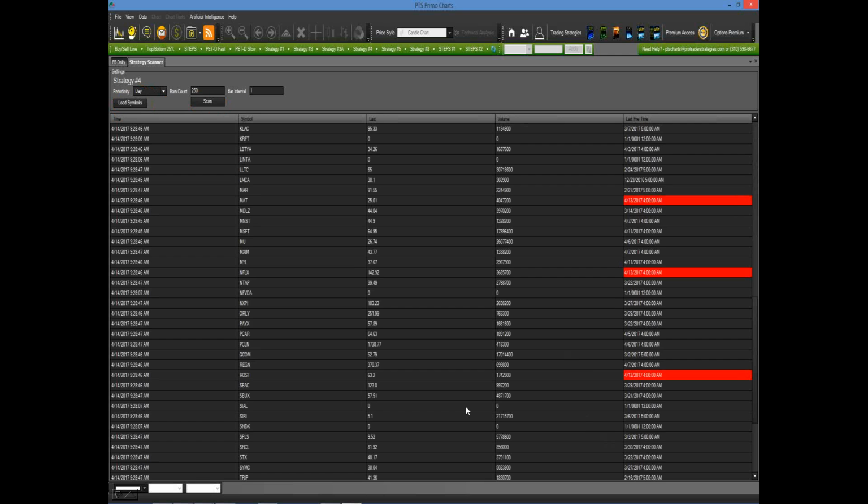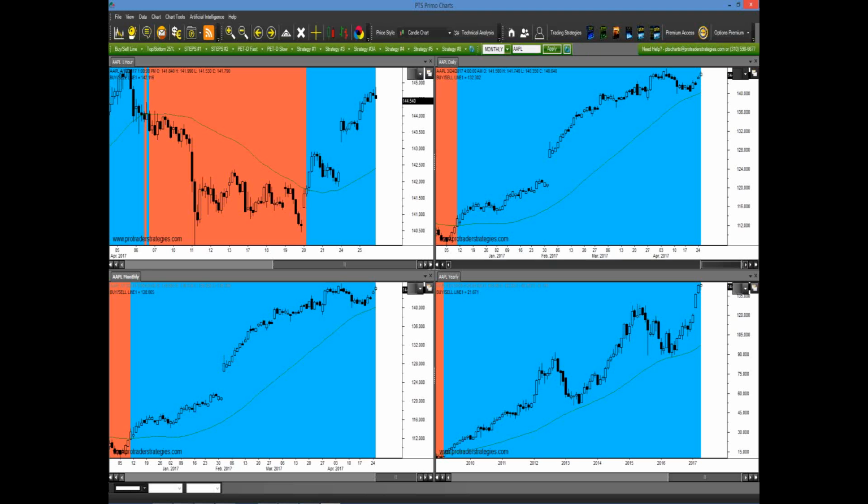That's how simple it is. It's really simple to trade once you use our techniques. We've made it simple. That's the beauty of the PTS Primo charts. It's so simple to apply. Anyone can use it, whether you've been trading 20 years or 20 minutes, okay?